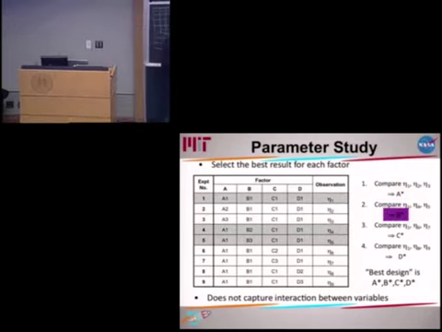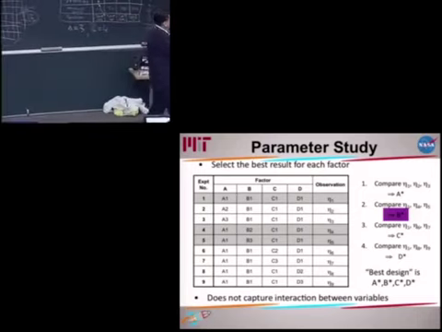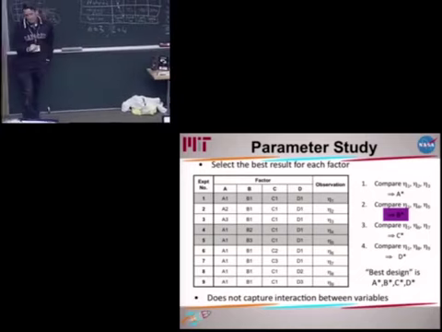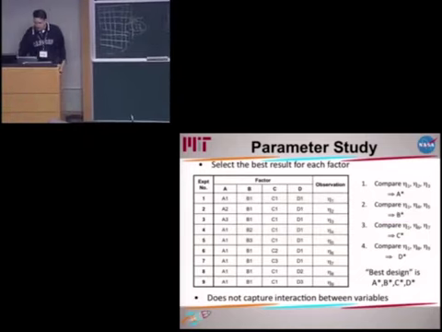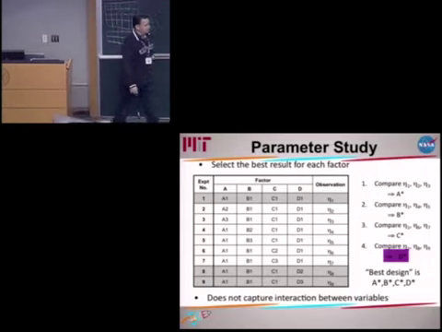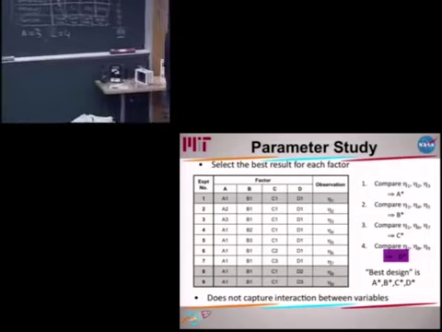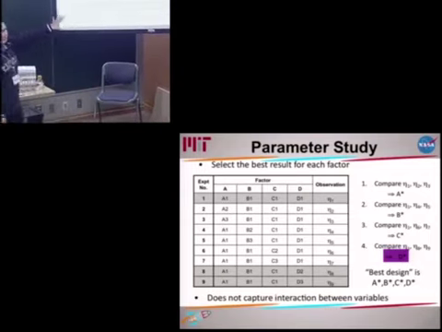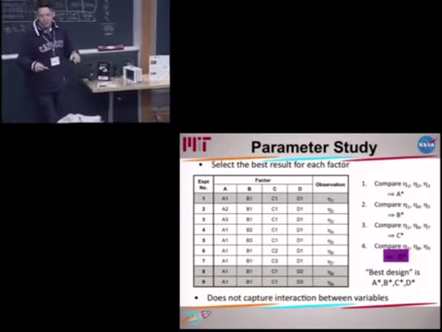For B, what is the best setting of B? We would compare experiments 1, 4, and 5. So you'd look at which of those gives you the best setting of B, and then experiments 1, 6, and 7, you're going to pick the best value for C. And then 1, 8, and 9, you're going to look at what is the best setting for D. And then your best design would be A star, B star, C star, and D star, depending on what you found. So this is actually still the parameter study that I described, but it's the post-processing of it.